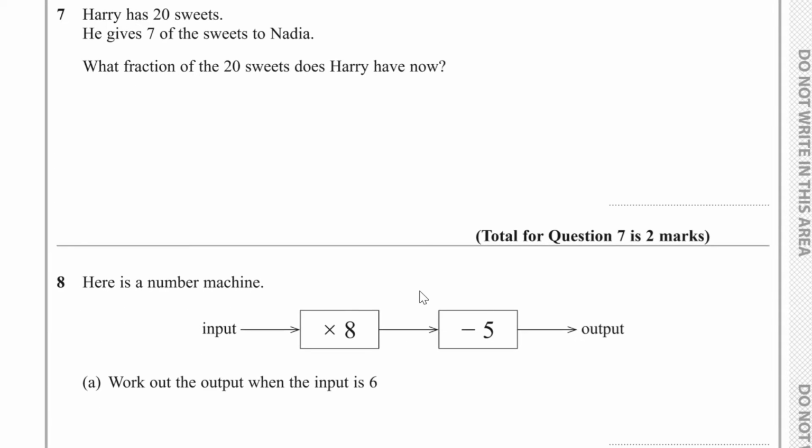Question number 7. Harry has 20 sweets. He gives 7 of the sweets to Nadia. What fraction of the 20 sweets does Harry have now? Well, he began with 20 sweets, he gave 7 of them away, he has 13 sweets left over, and therefore the fraction is 13 over 20.